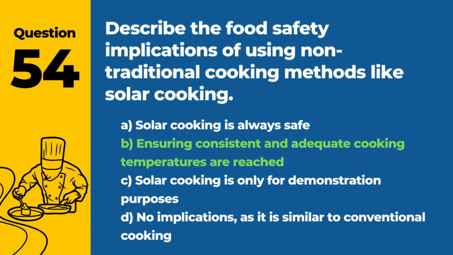Answer: B. Ensuring consistent and adequate cooking temperatures are reached. The food safety implications of using non-traditional cooking methods like solar cooking include the need to ensure that consistent and adequate cooking temperatures are reached to safely cook the food and eliminate pathogens.